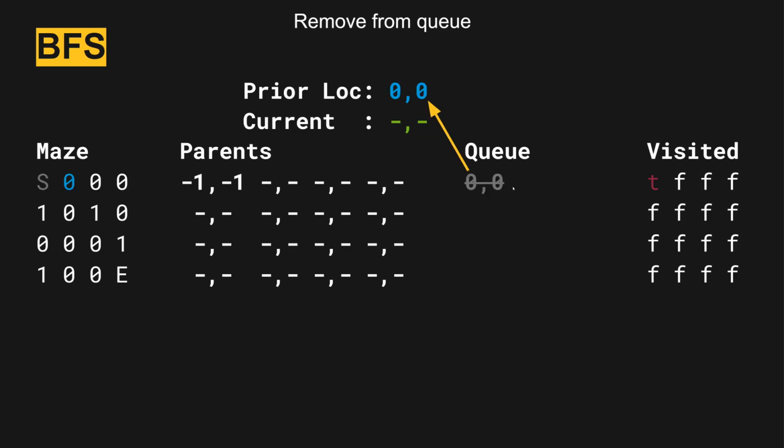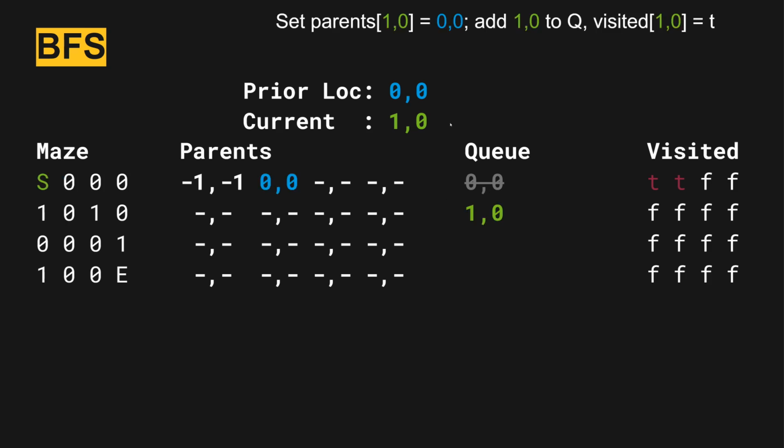The next thing we'll do is we pop 0, 0 from the queue and it becomes the prior location. The current locations are any possible places that we can go from 0, 0. We can't go south in this case. The first place we look at is to the west. So we mark 1, 0 as coming from 0, 0. The current location is 1, 0. And then we add 1, 0 to the queue and we mark 1, 0 as visited.